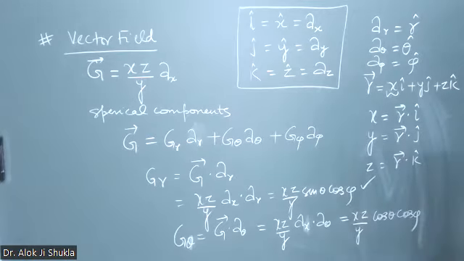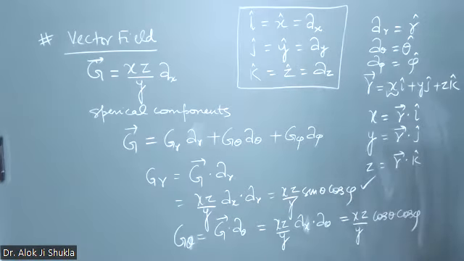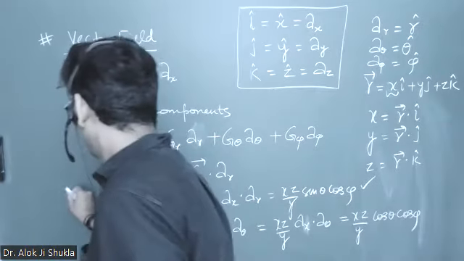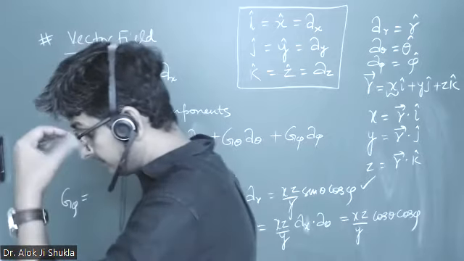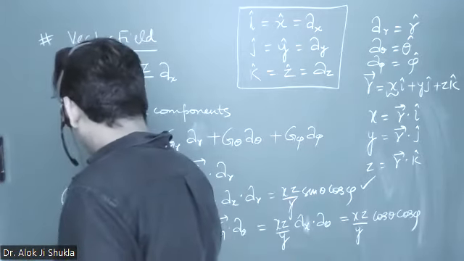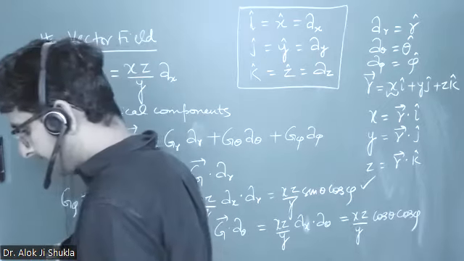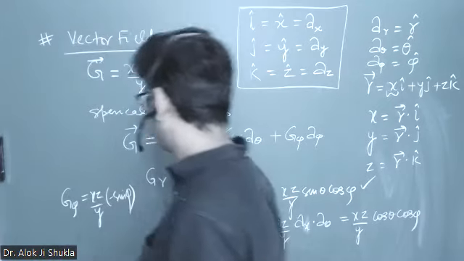And last one, who will tell? G phi. G phi will be G dot A phi, XZ by Y and minus sine of phi.